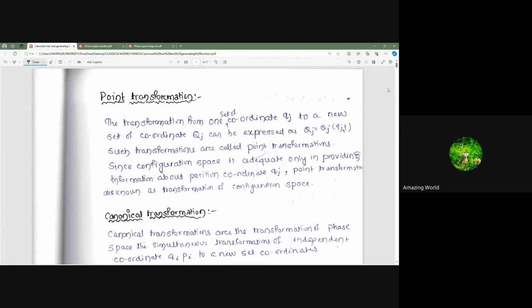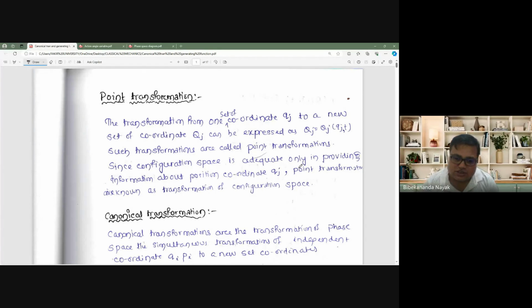Okay. So today we first discuss canonical transformation. As we know, transformation means one kind of change. Suppose we transform a variable from one to another. In some derivatives and integrations, we actually transform a variable y to t or x to t. That is known as transformation. In mechanics, we consider particularly two kinds of transformation. One is point transformation, another is canonical transformation.